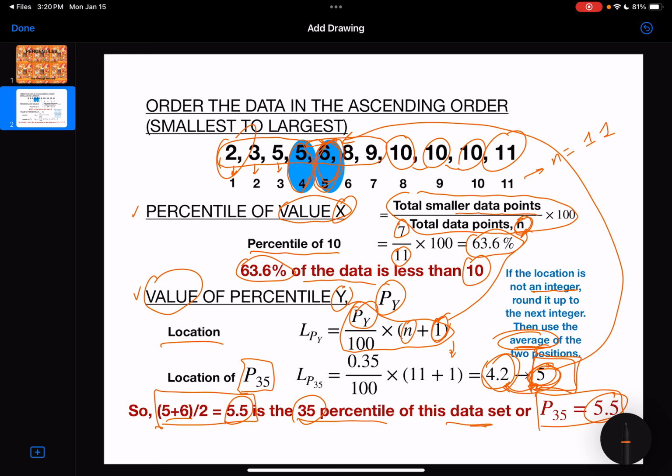All right, I hope this video is helpful for you to understand how to find the percentile of a certain value in a data set and find the corresponding value to a certain percentile in a data set.